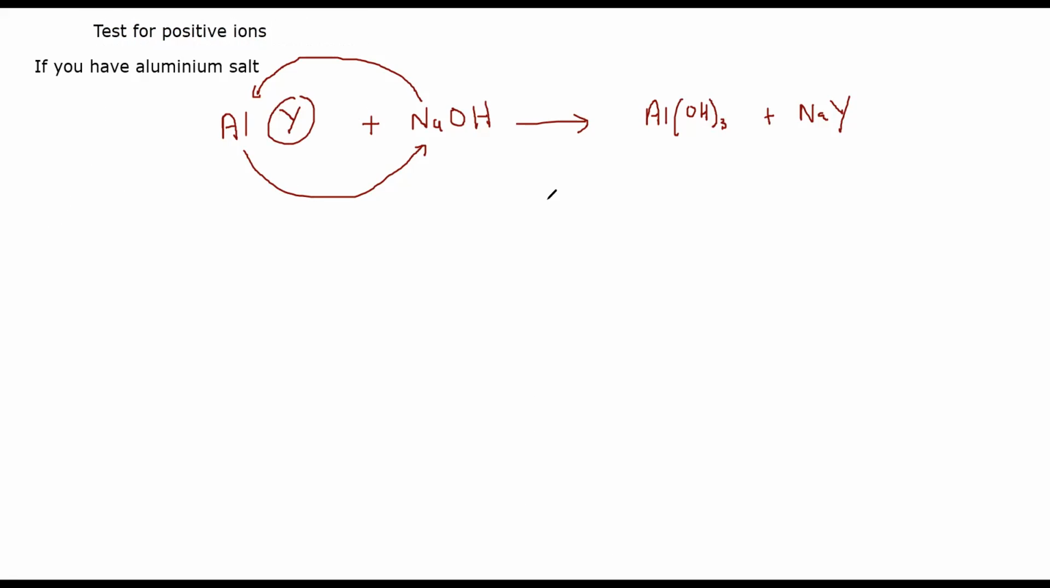So if we want to test the positive ion, we will add sodium hydroxide. When we add sodium hydroxide, sodium will take the position of aluminum and aluminum will take the position of sodium. So what is the result?